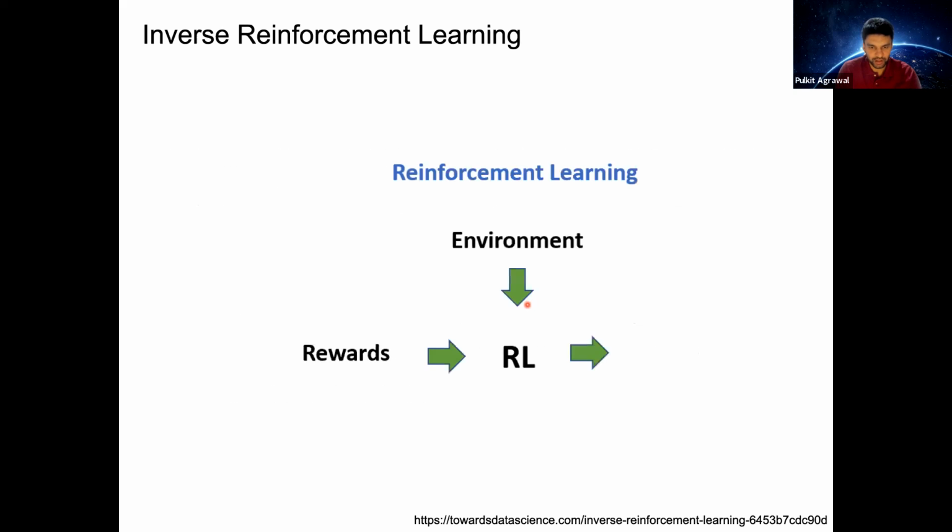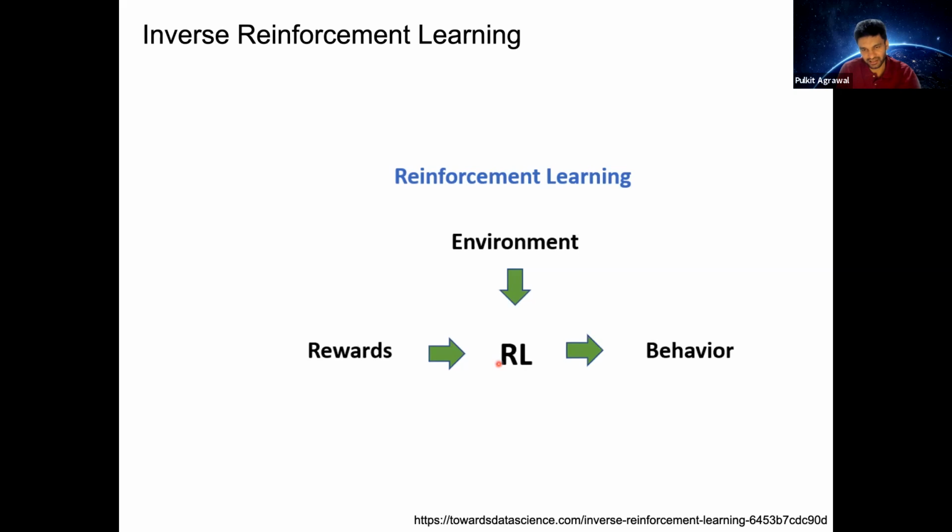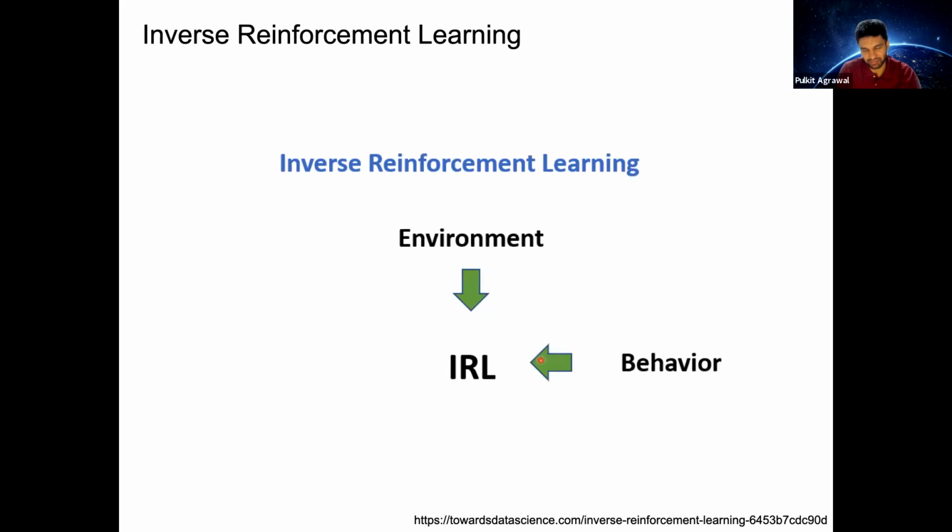Traditionally in reinforcement learning, we have rewards and the environment as inputs, and the RL system gives me a behavior, right? Now we are going the opposite way. From the behavior and the environment, I want to infer what the rewards were. And that is what is known as the problem of inverse reinforcement learning.